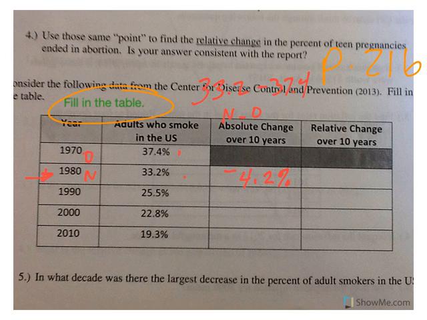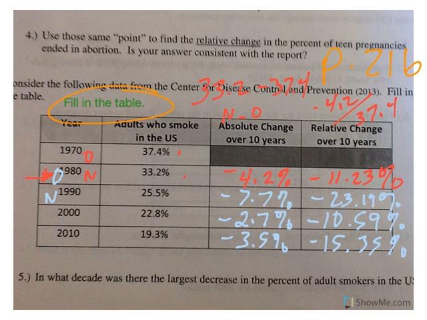To find our relative change, we would take our negative 4.2 and divide it by old, which is 37.4. And we have a decrease of 11.23%. So same concept in the next one, if you went to 1990, now 1990 is new and 1980 is old. So I would like you at this time to go ahead and finish out this table.